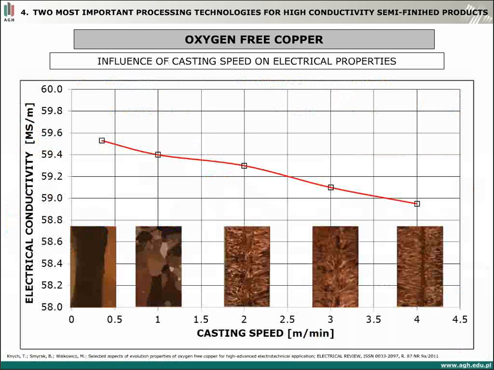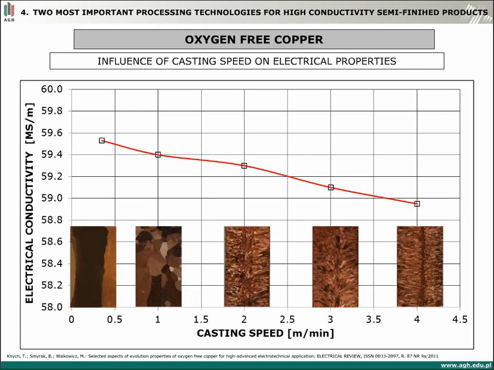Within the continuous casting technology, there is an interesting issue with the number of grains in the wire rod cross section, which decreases along with decreasing casting speed. The grain boundaries are the preferred spots for conduction electron scattering. Therefore, we observe an increase of electrical conductivity along with decreasing casting speed.